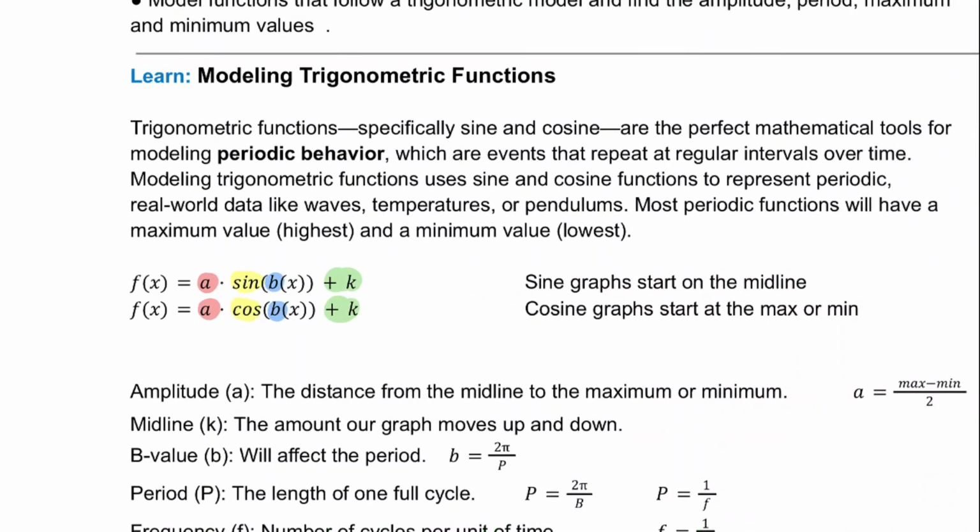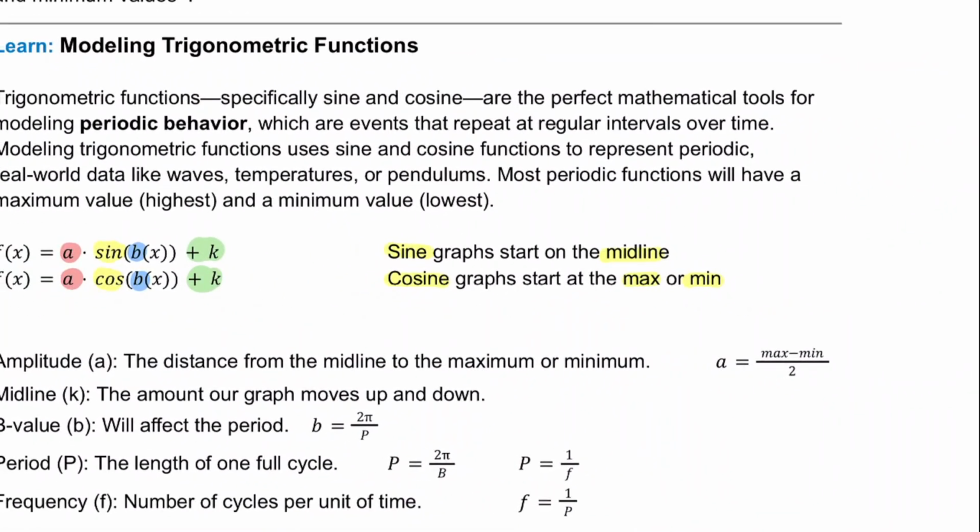Some things to remember: sine graphs typically start in the middle, and cosine graphs typically start at the maximum or minimum. So if you remember, sine graphs start in the middle, go up and then down, and end back at the middle. Again, for our cosine graphs, we're normally starting at our maximum, we'll go down, and then we'll end back at our maximum.